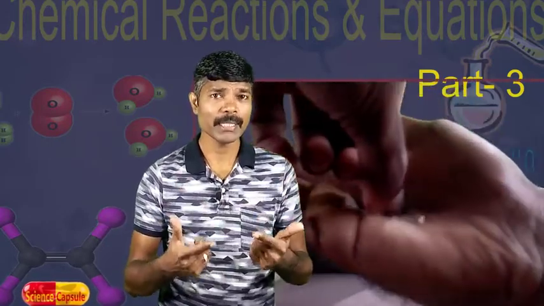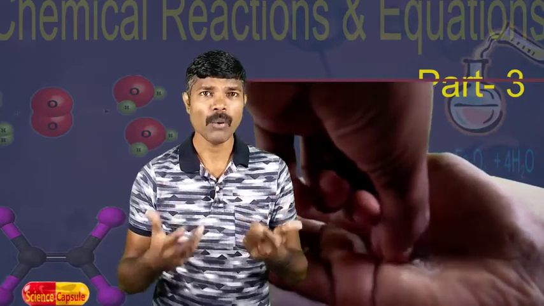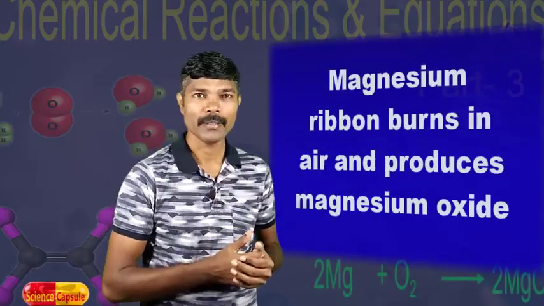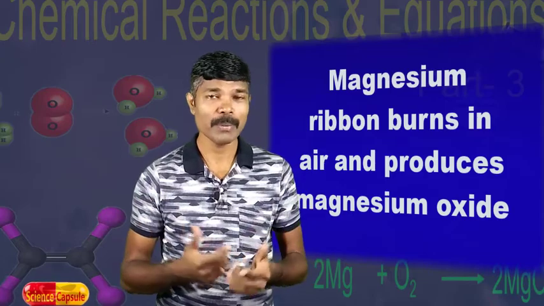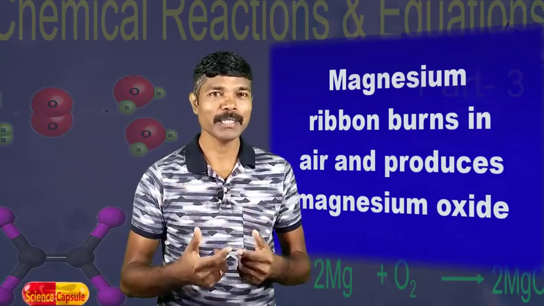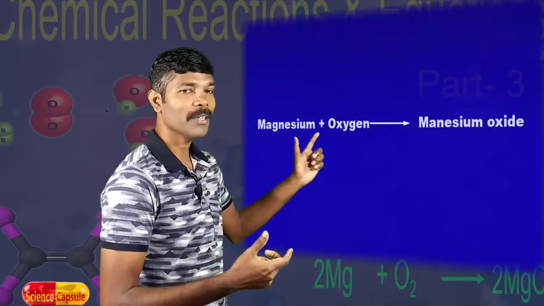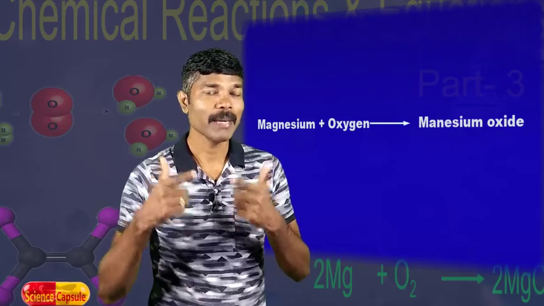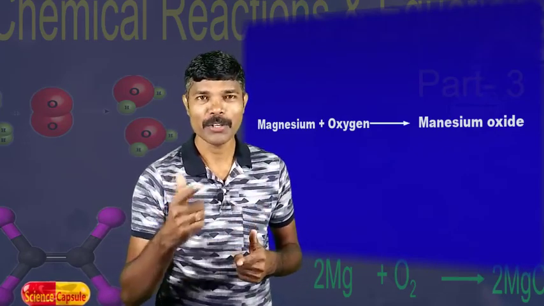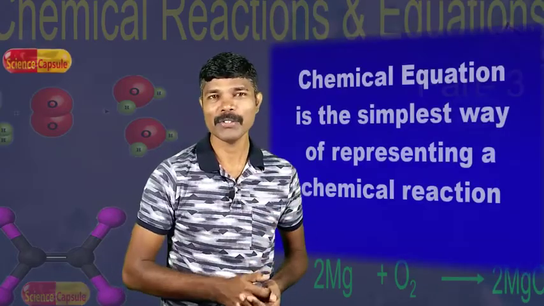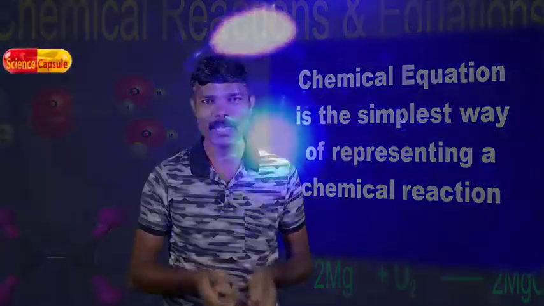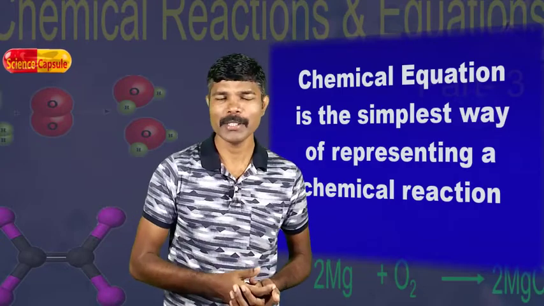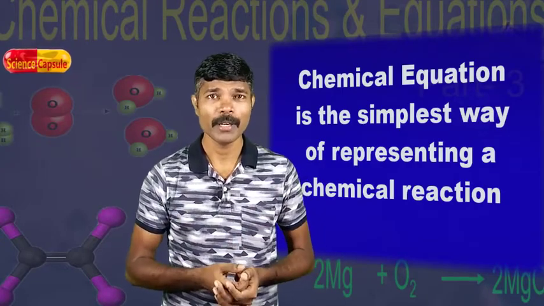In order to represent this chemical change or chemical reaction, how can we represent it? It can be represented in a sentence form as you can see on the screen. Is there any other way to represent this chemical reaction? It can be represented by magnesium plus oxygen gives magnesium oxide. Yet in another way, the chemical reaction can be expressed. What is that way? It is the chemical equation, by which the entire chemical change can be represented in a simple way. In my previous video, I have clearly explained how a chemical reaction is identified and what are the various characteristics of a chemical reaction.